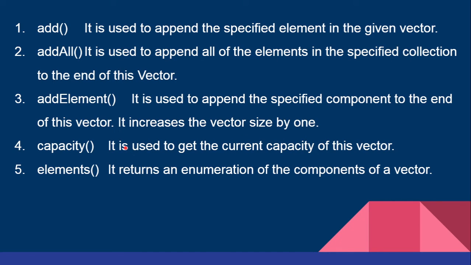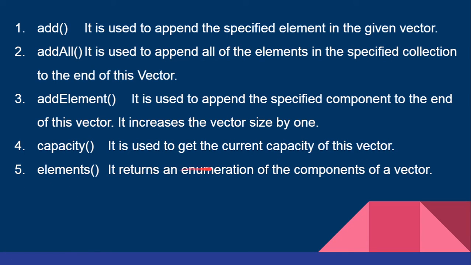Capacity is the method which is used to get the current capacity of this vector. Suppose we have created a new vector, and we want to know the capacity of the vector, that means how many elements the vector can hold, that is called the capacity. So this method helps to find out the capacity of this vector.